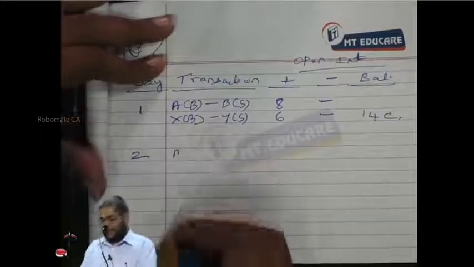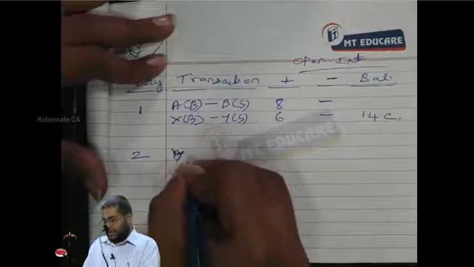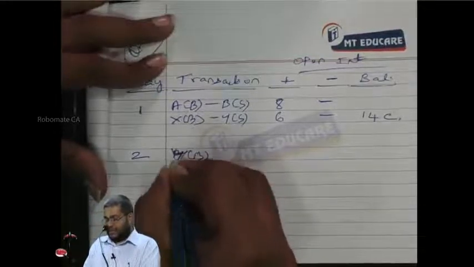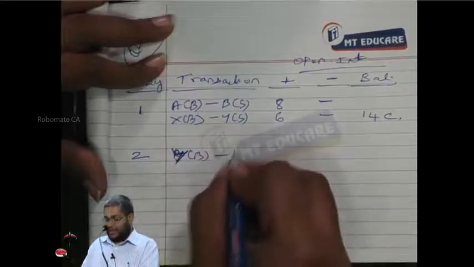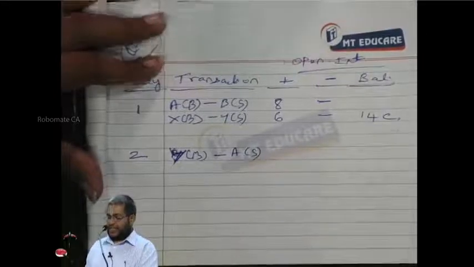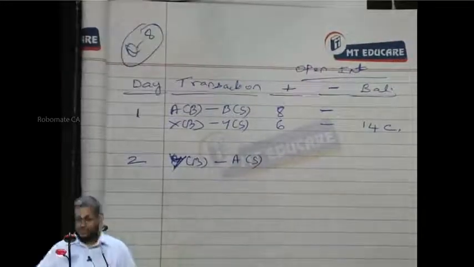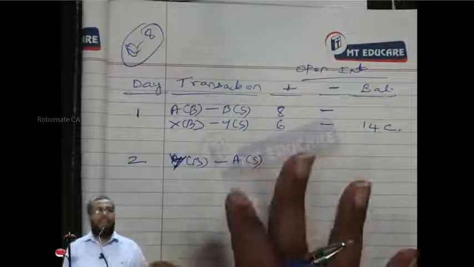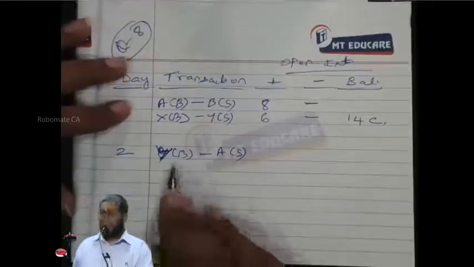Who is the buyer? Y is the buyer. And who is the seller? A is the seller. I want you to tell me how many contracts? Okay, now understand that, please. 2 contracts have been created.